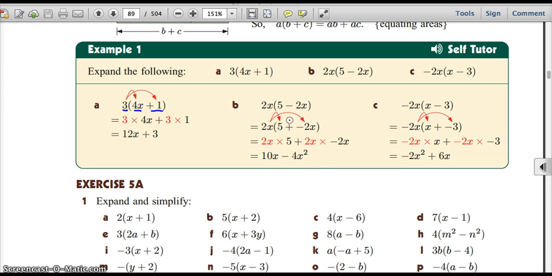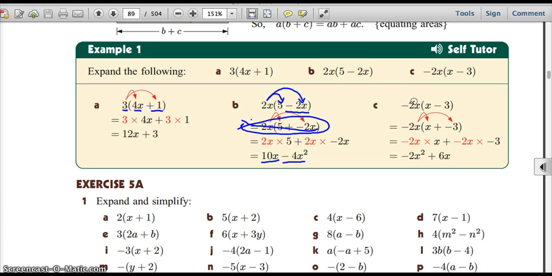Over time, I don't mind if you do this step or not. In fact, I'd probably prefer you, with the skills that you have gained from the previous activities, to just acknowledge that this is 2x times 5, which is 10x, and 2x times negative 2x, a negative and a positive gives you a negative, 2 times 2 is 4, x times x is x squared. So I'm hopeful that that's pretty self-explanatory to you, that you don't have to go through this other process that this book does. Remembering there's some things in this book that I don't necessarily think helps you.